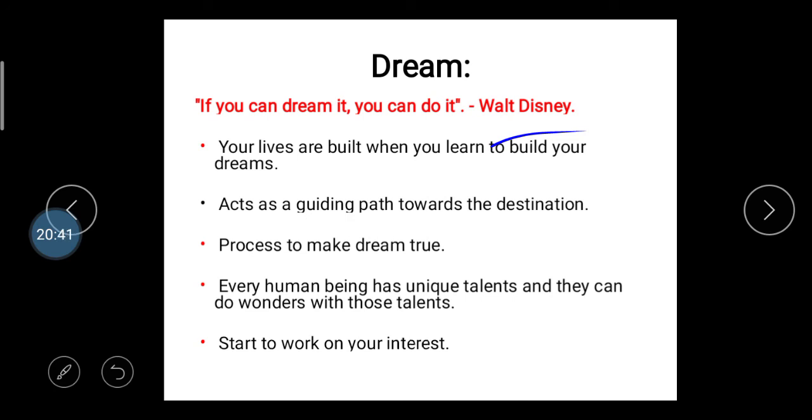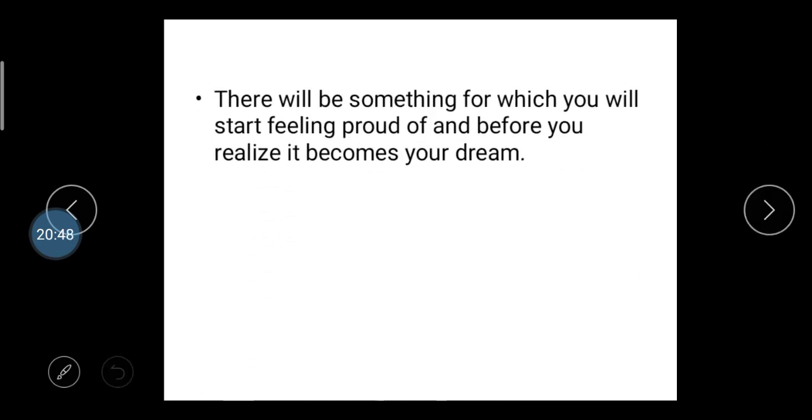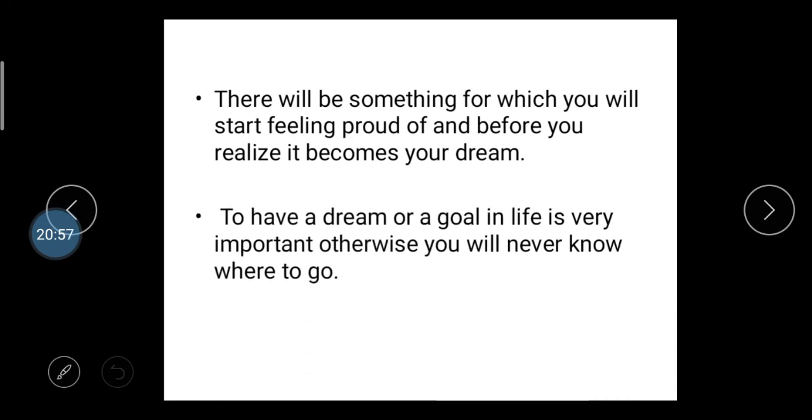So you have to chase your dreams and achieve them. There will be something for which you start feeling proud before you realize it has become your dream. So you have to dream, and then try to achieve it. To have a dream or a goal in your life is very important, otherwise you will never know where you are going. So watch your dreams, and try to follow your dreams.